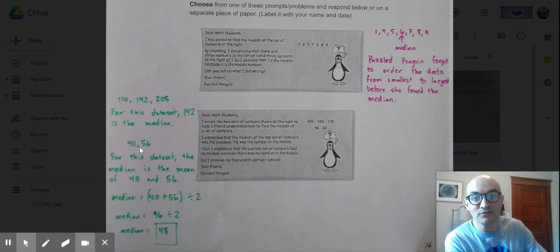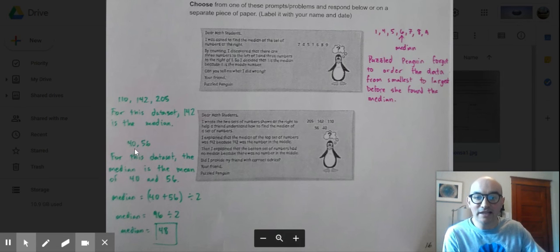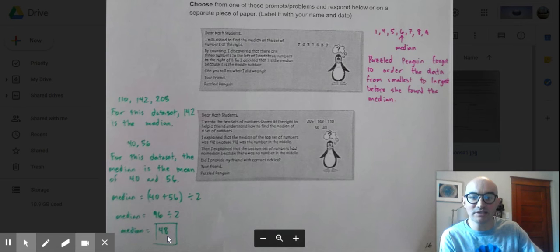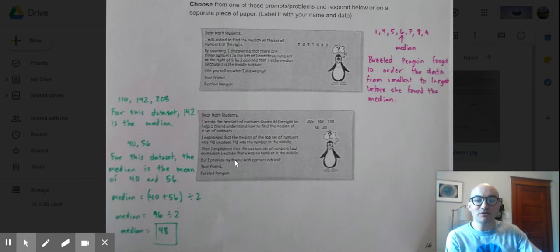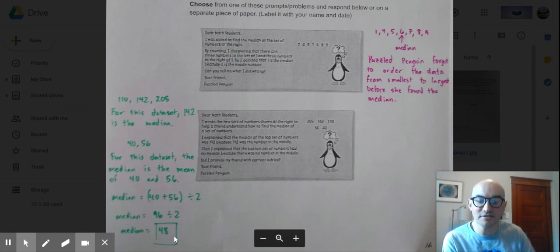We find the mean of these 2 numbers, and we find that mean by adding them together. 40 plus 56, we divide by 2, and so we get 40 plus 56, which is 96. 96 divided by 2 is 48. So there is our median, 48. So the answer to Puzzled Penguin's question, no, you did not provide your friend with the correct advice on the second data set. You should have found this median to be 48.